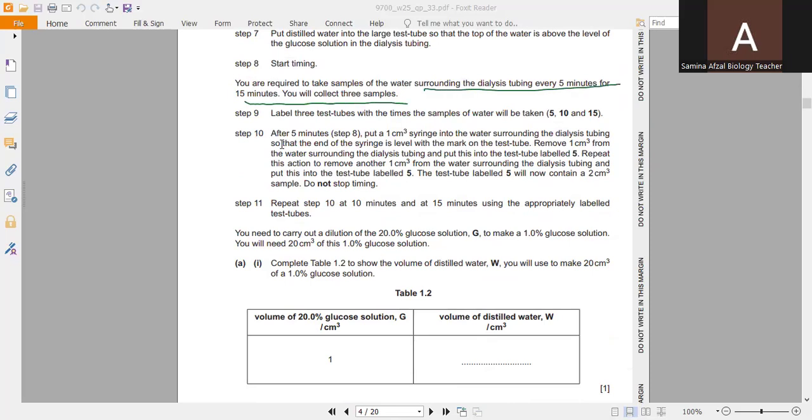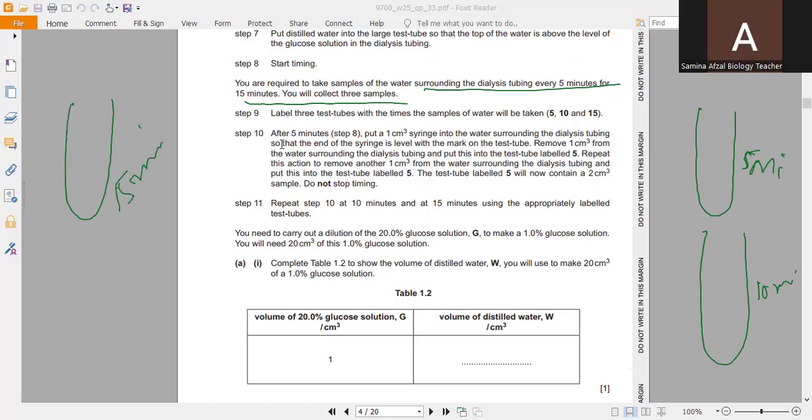Now label 3 test tubes with the times of the sample: water labeled 5 minutes, second after 10 minutes, and the third after 15 minutes. So you will label all these. So after 5 minutes, step 9, put a 1 cubic centimeter syringe into the water surrounding the dialysis tubing. Actually, the step 10 will show you how to collect that solution.